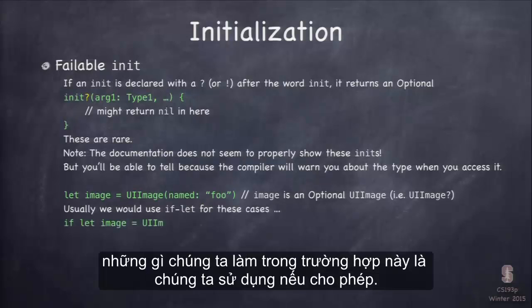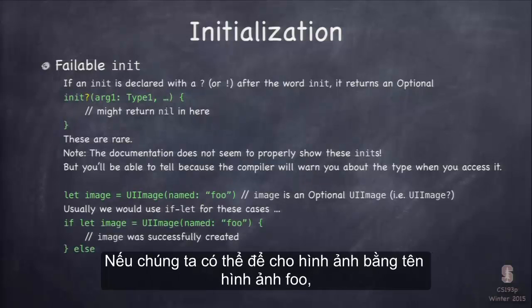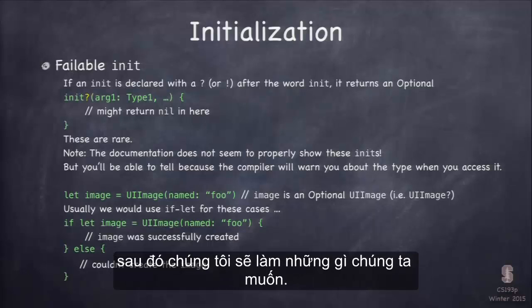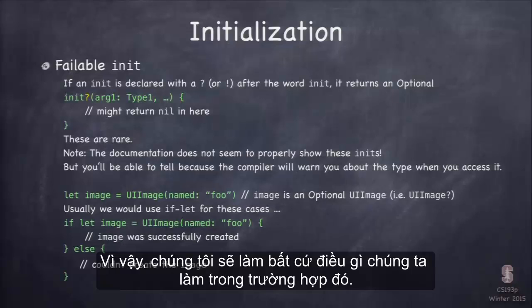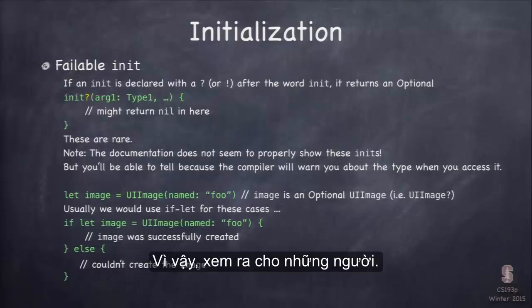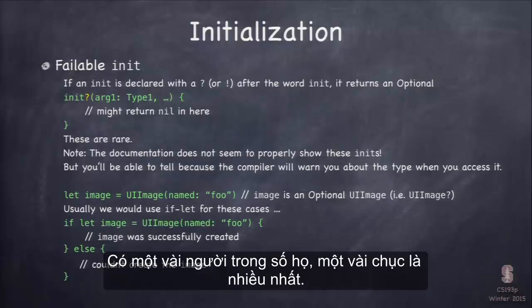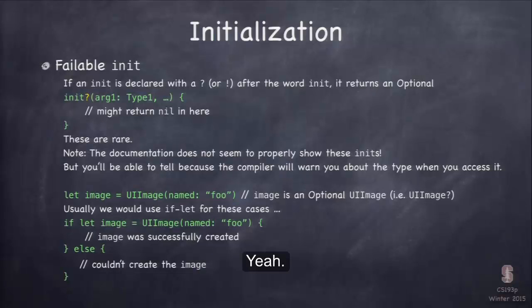So usually what we do in this case is we use if let. Right? If we can let the image equal the image named foo, then we'll do what we want. Otherwise, we couldn't find it, so we'll do whatever we do in that case. So watch out for those. There's very few of them, a few dozen at the most.